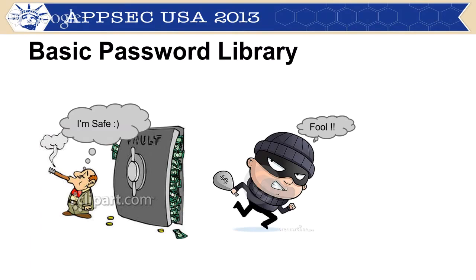You can see the image, and it's pretty straightforward. The guy that is smoking on the left, that's actually many people out there. They think that they are safe, but actually they're not. You see the thief running from the guy. He has already stolen all the money, and the guy doesn't even know that he's being stolen from. He's being cheated. So that's the case with the password library.